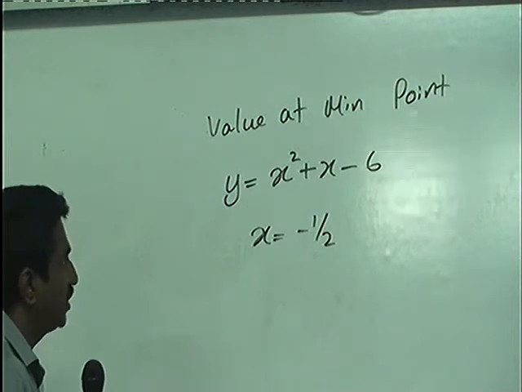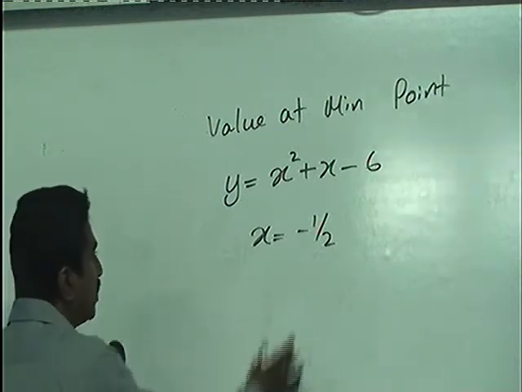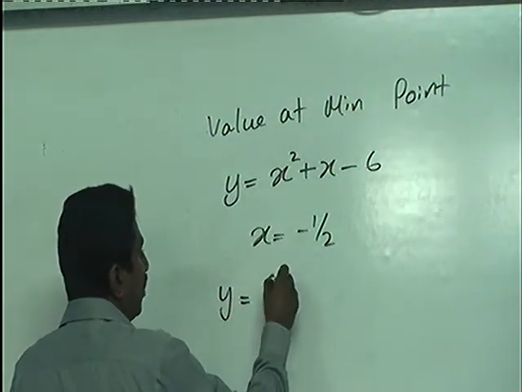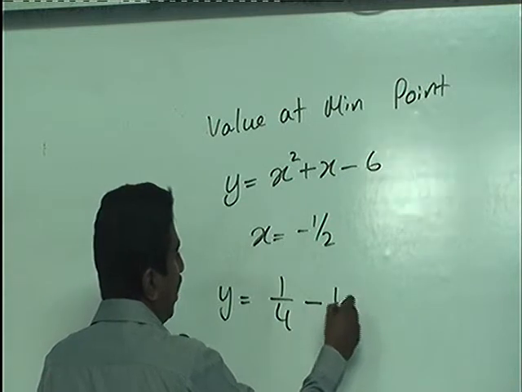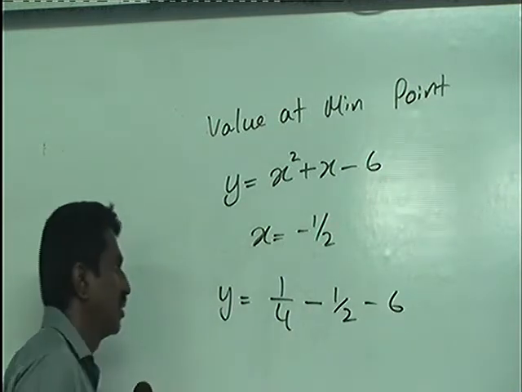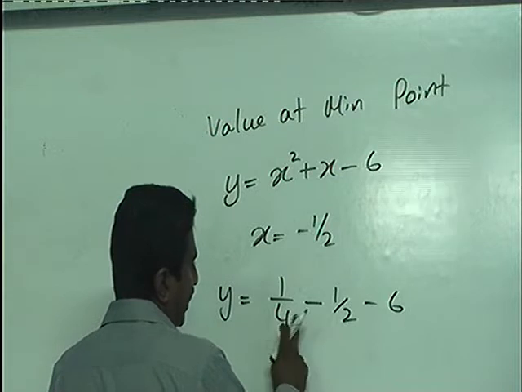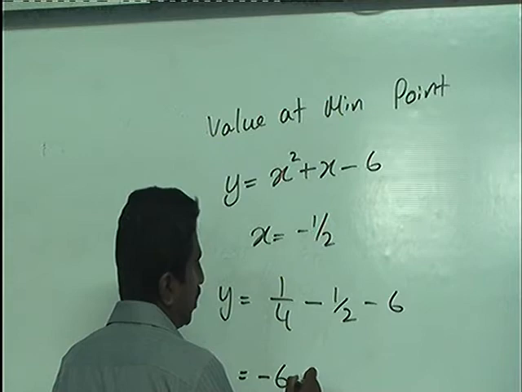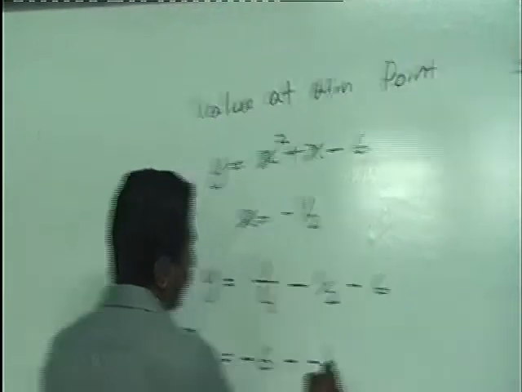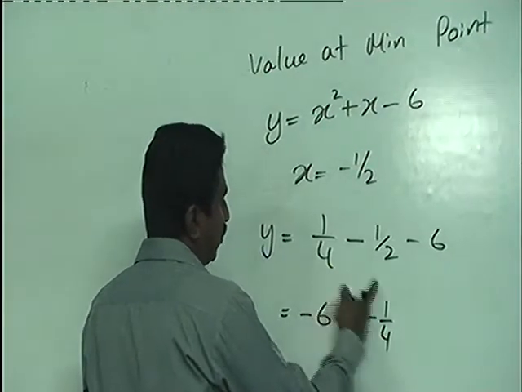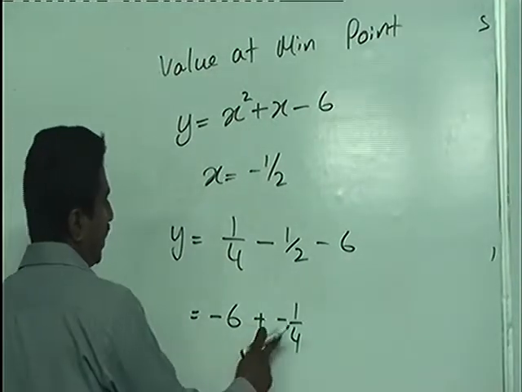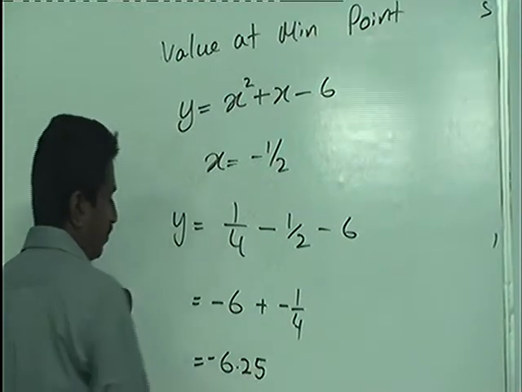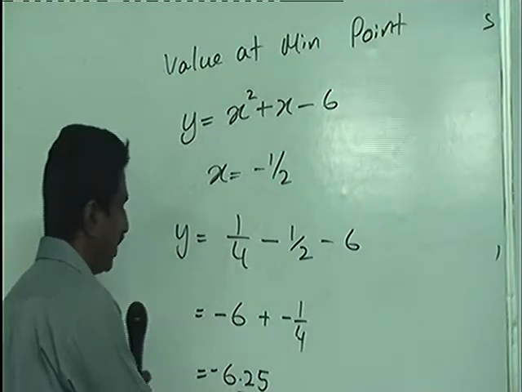Right? Minimum value, not cost. Minimum value, maybe a negative value. So I can substitute x equal minus half here. So y is equal to 1 over 4 minus half minus 6. So 1 over 4 minus half, that is minus 1 over 4. So the answer is minus 6 plus minus 1 over 4. This becomes minus 1 over 4, right? So minus 6 minus 1 over 4, that means minus 6.25. So minus 6.25 is the value.